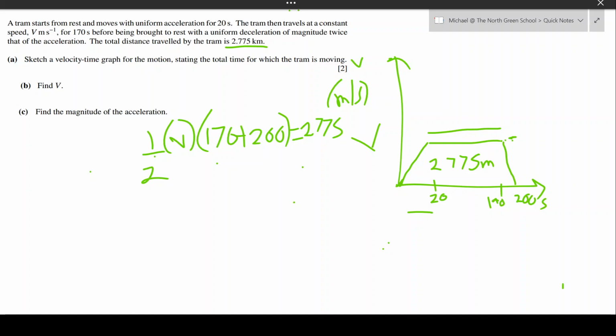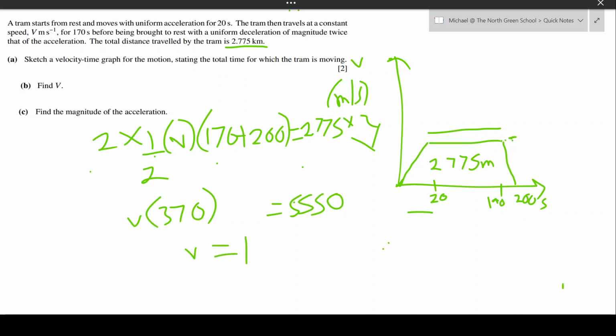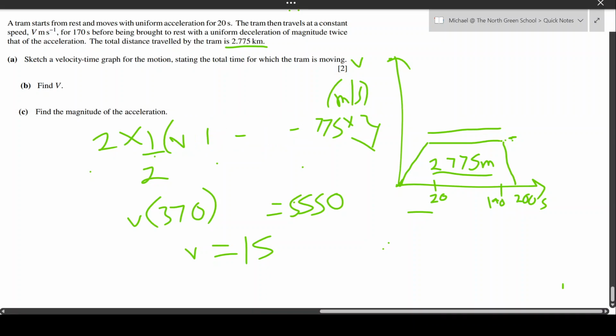So now we can try to solve this. 2,775 times 2 is 5550, so we multiply the 2 on either side. Then we have 200 plus 170, which is 370. So v times 370 is equal to 5550. 5550 divided by 370 gives us v as 15. So that's how you do it. You use the area of a trapezium, which is equal to the area underneath the graph, which was the distance.